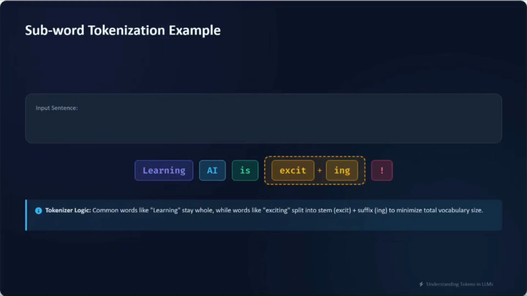Let's take a simple example. Suppose I write, learning AI is exciting. As humans, we naturally see individual words, but a tokenizer doesn't simply count the words. It looks at the text and breaks it into pieces according to its vocabulary and tokenization rules. A common word may be represented as one token, while another word may be split into smaller pieces. Punctuation can also be represented.